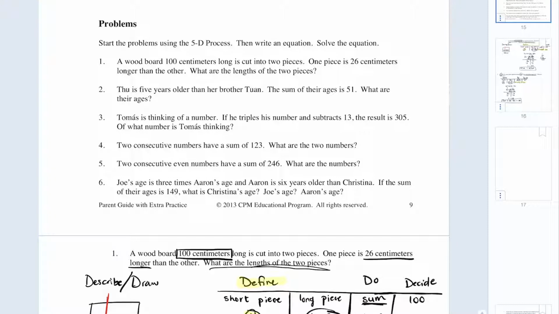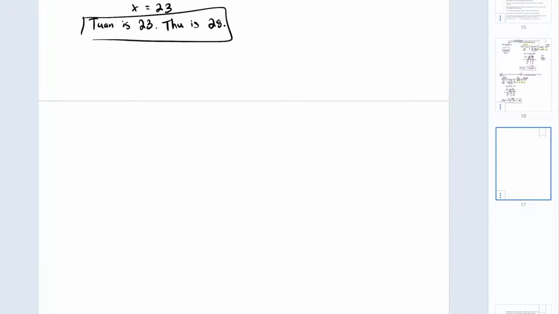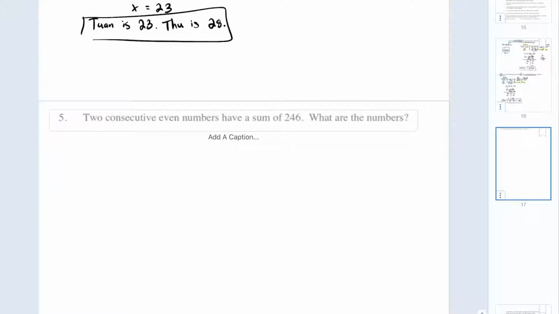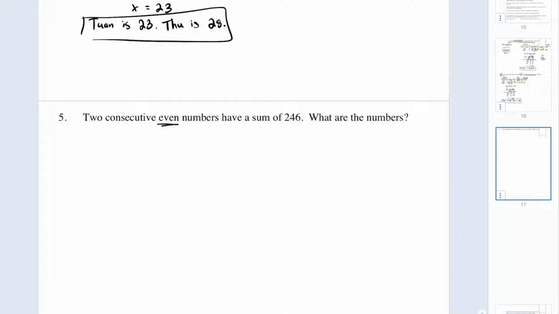All right, question number 5. So again, we're dealing with another two consecutive numbers. Okay, so two consecutive even numbers. That's a key word here, even numbers. Okay, so have a sum of 246. What are the numbers? So what's nice is I can start this problem just like I started the other one, where I let x equal the first number.